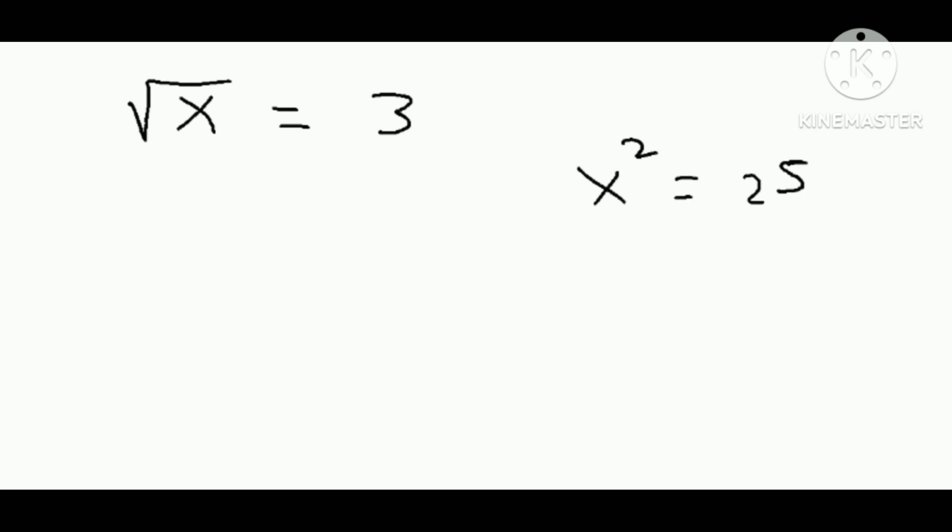Now let's try some other problems that involve radicals. So let's say you have the square root of x is equal to 3. What do you need to do to solve for x? So before, where we had x squared equal to 25, to solve for x, we needed to take the square root of both sides. Now that we have the square root, we need to take the square of both sides. We've got to do the opposite.